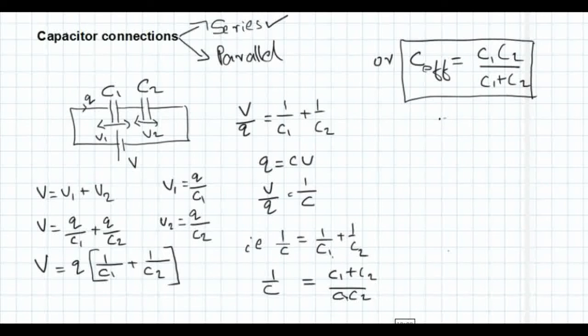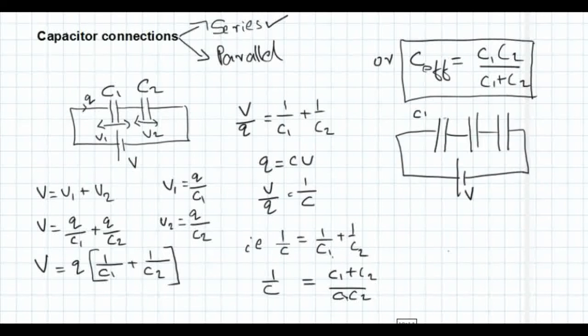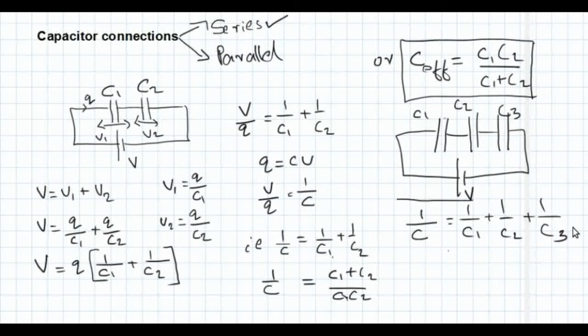Now suppose that we have three capacitors like C1, C2 and C3. In this case, what will be the effective capacitance? For two capacitors, 1 by C1 plus 1 by C2. Then for 3, of course, it will be 1 by C1 plus 1 by C2 plus 1 by C3. So this is the effective capacitance for 3 capacitors in series connection.